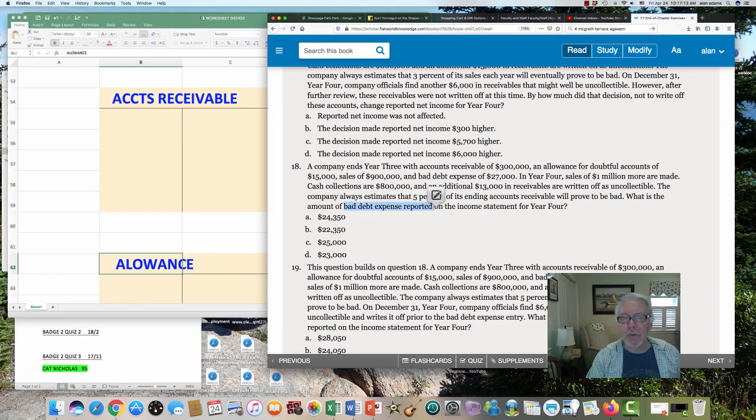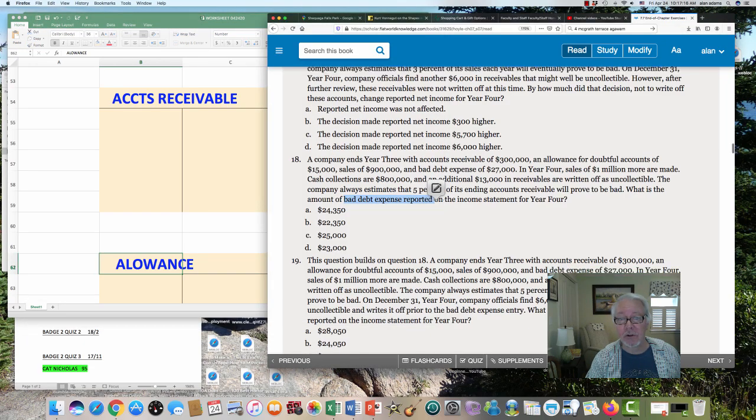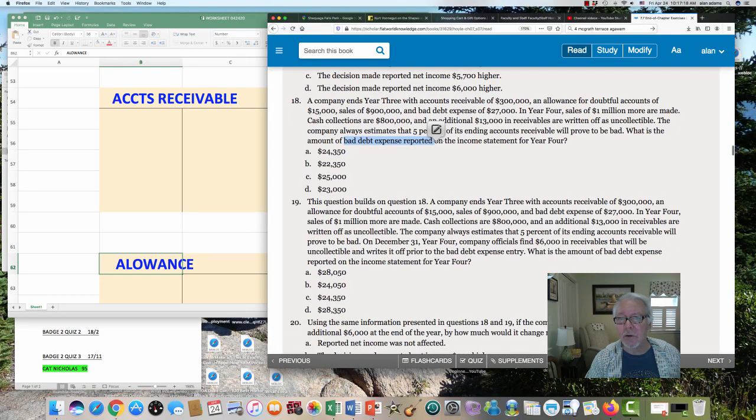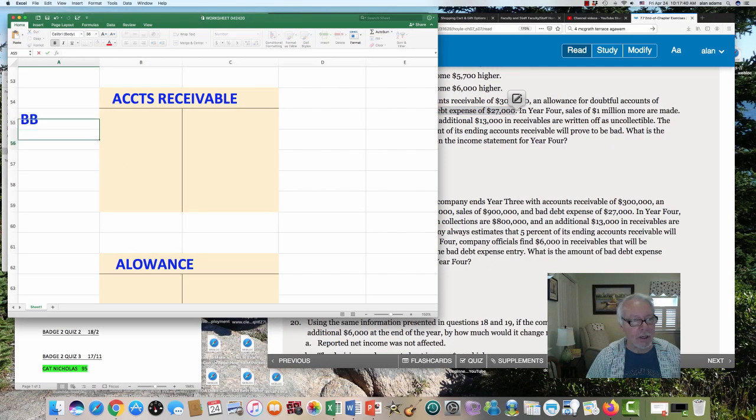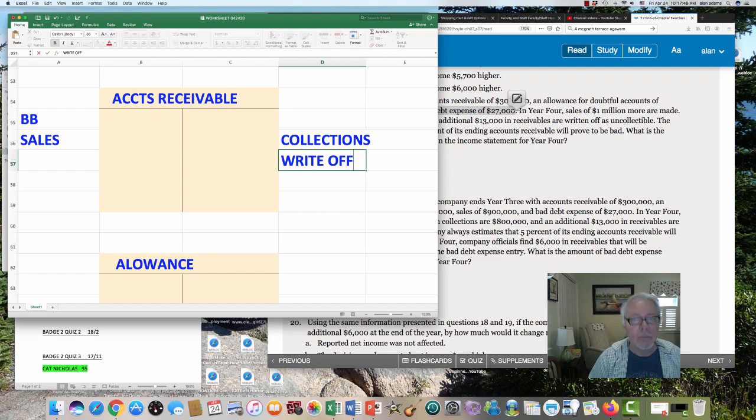We're going to plug in all the numbers that we can, and then we'll start setting about to solve the problem. Now notice we're ending year 3 with receivables of 300 and an allowance for doubtful accounts of 15,000. Sales, you don't have to know that. Bad debts, you don't have to know that. Those two entries have already been made and they're included in these numbers. All right. So let's start framing out our accounts receivable with a beginning balance, sales, collections, and any write-offs. Let's stop right there and fill in the numbers.